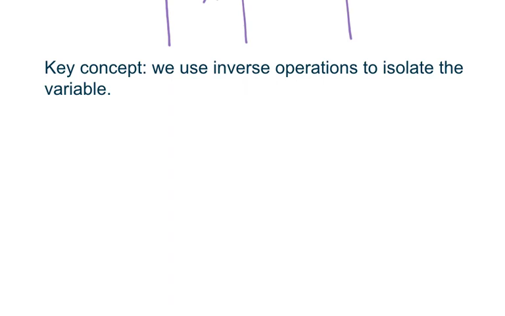So the key concept in this lesson is to use inverse operations to isolate the variable. So inverse operations means what we consider opposite operations. If we have addition, then we would choose subtraction. If we have multiplication, then we would choose division. Those are inverse operations. And the word isolate means to get alone. The variable is usually our x, but we can use any letter we want to. So we want to get the letter, the variable, by itself by using inverse operations.